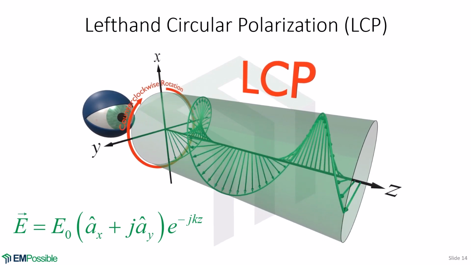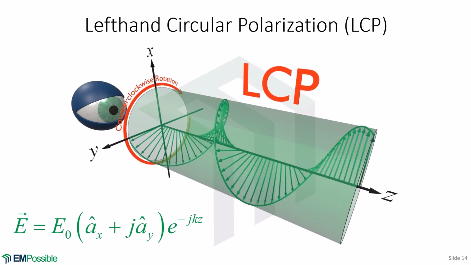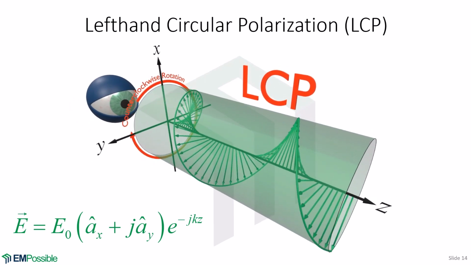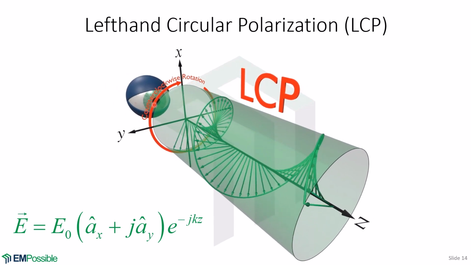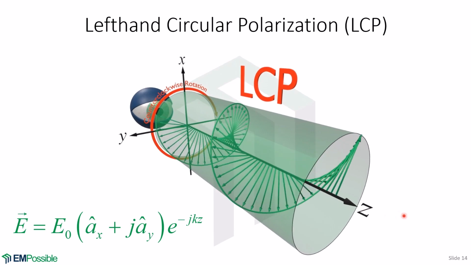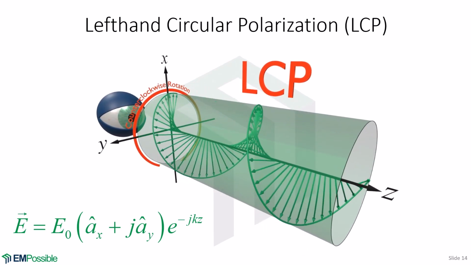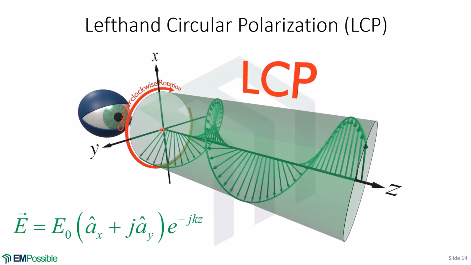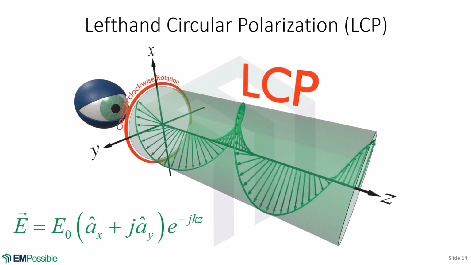Here's a visualization of how I like to define a left-hand circular polarization. And I like to think of this from the perspective of the source. So we are observing the wave in the same direction that it's propagating. We're looking down the positive z-axis, and the wave is traveling down the positive z-axis. From there, we pick a fixed point. So for convenience, let's pick this first point, and we observe the direction of the rotation.